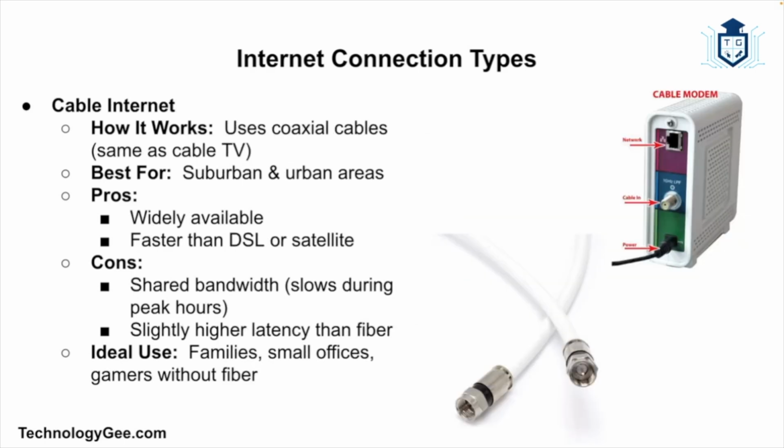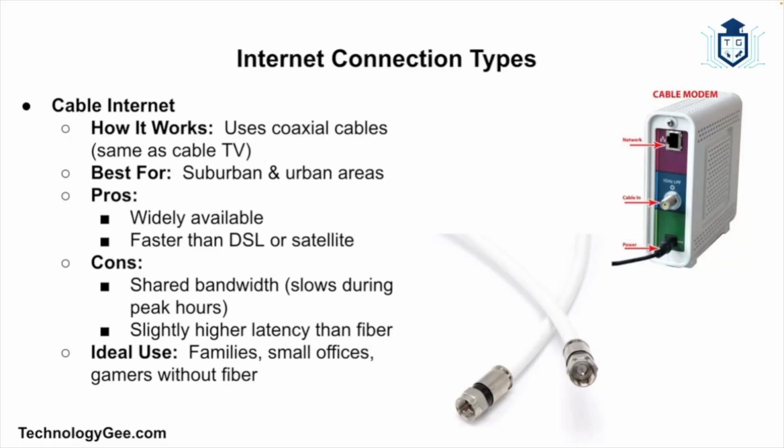And next we have cable internet. Now, this one's been the bread and butter of the internet for years, and how it works is it uses the same coaxial cable that brings cable TV into your home. Where it shines, it is good in suburban and urban neighborhoods. Its pros: it's widely available, and it is faster than DSL and satellite.